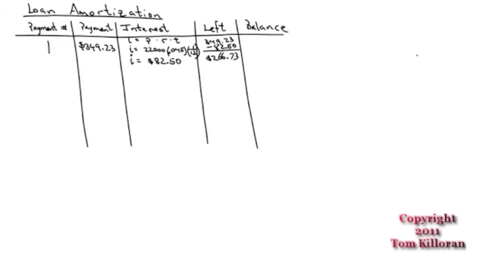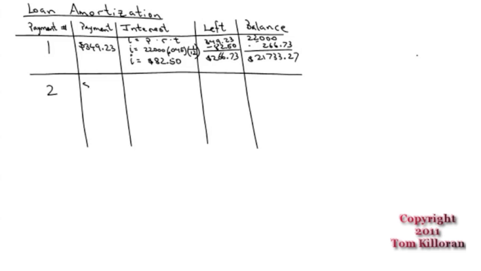So if your principal is going to get reduced, you're starting with $22,000, your balance, and you're losing $266.73. Ooh, $22,000. And we end up with a new balance of $21,733.27. All of that just for the first payment. And then you go to payment number two, and I'm just going to go really quickly through it.